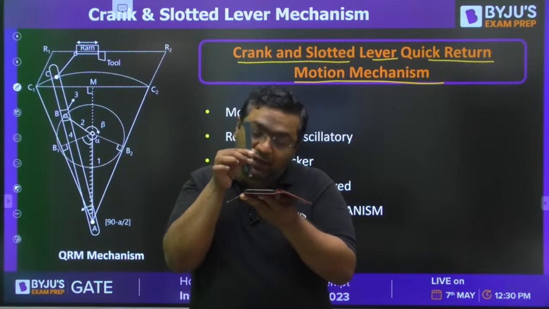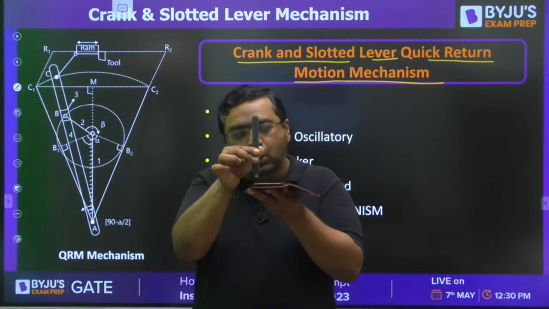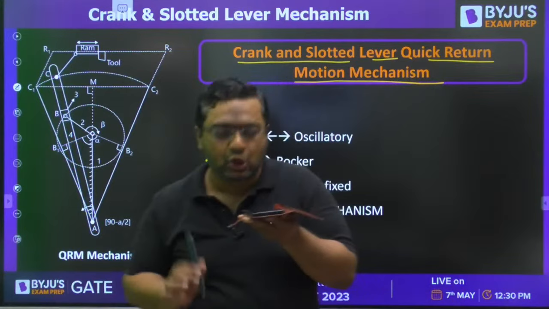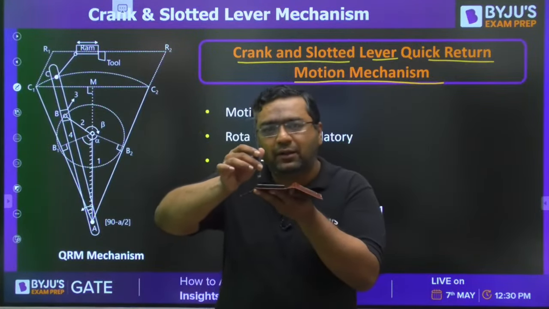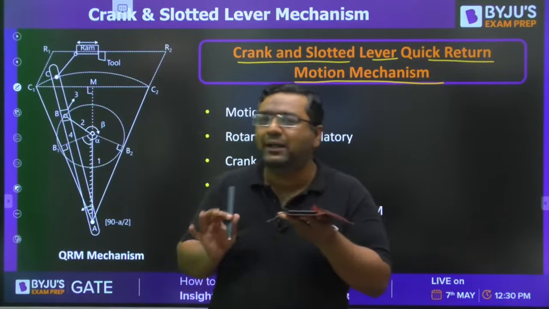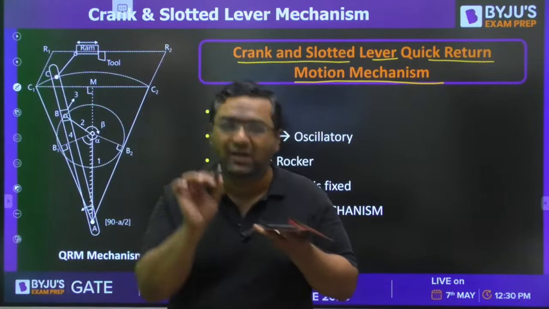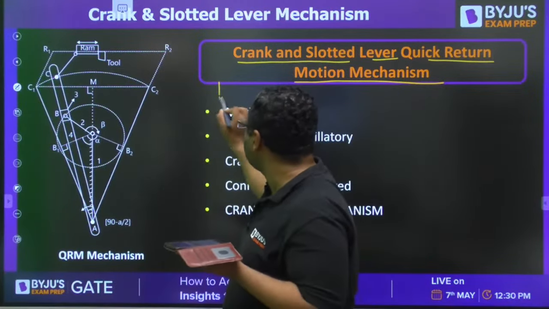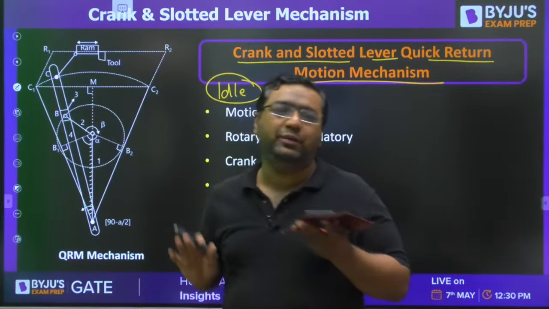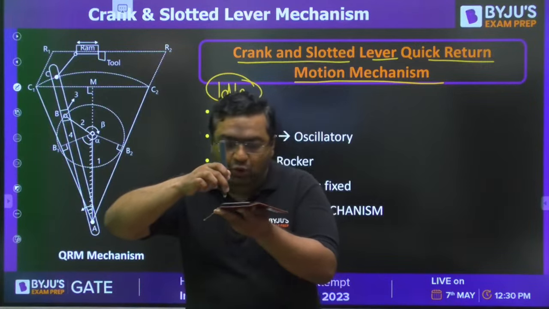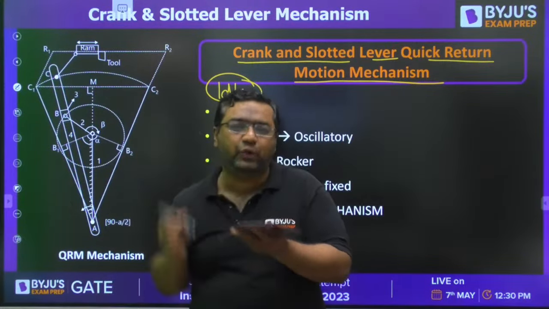Idle means during forward stroke cutting will happen, during return stroke cutting will not happen. So in forward stroke cutting is happening, something is going on, return nothing is happening. So the point is return strokes are said to be idle. What word I am using? I am using the word idle. Idle means when work is not going to be done. So my dear, forward stroke is going to be working, return stroke is going to be idle.